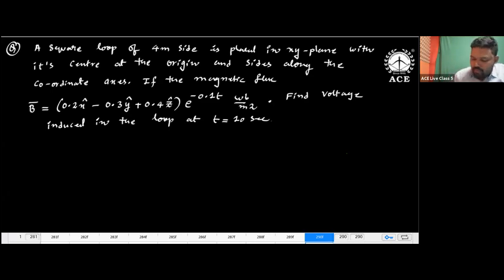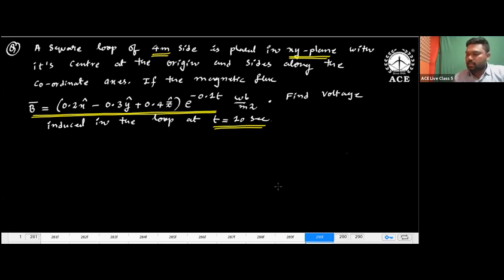A square loop of 4-meter side is placed in the XY plane with its center at the origin and sides along the coordinate axis. If the magnetic flux density B is given, find the voltage induced in the loop at time t is equal to 10 seconds. Clear? Observe here, beta, carefully.